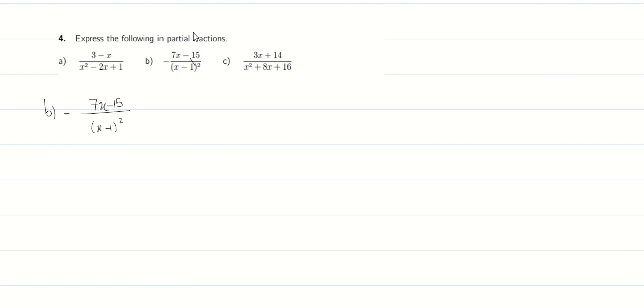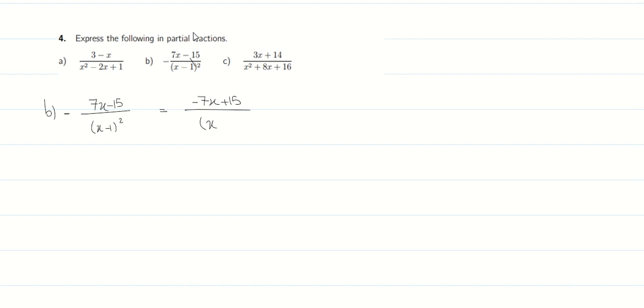First, I want to get rid of this negative sign in here. So I'm just going to multiply it by negative 1, and it would be equal to minus 7x plus 15 when you multiply it by negative 1.